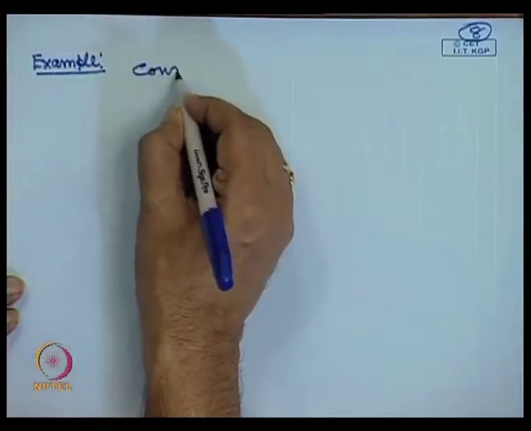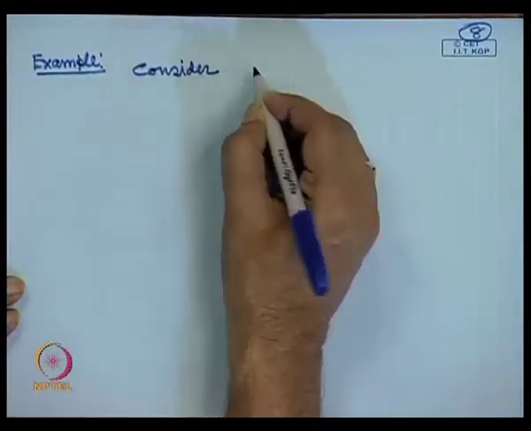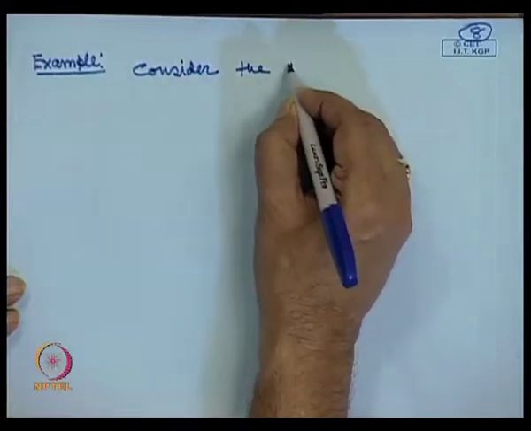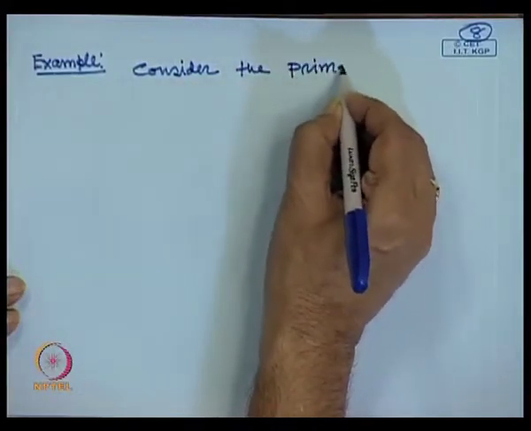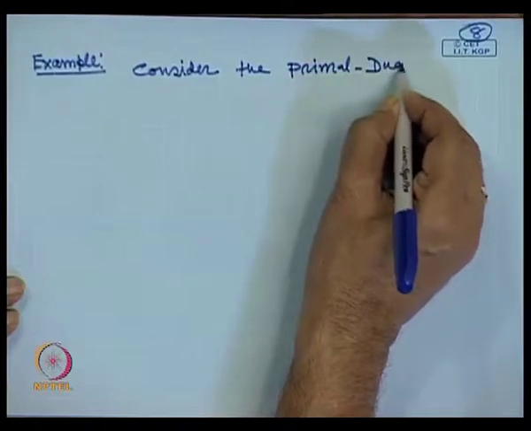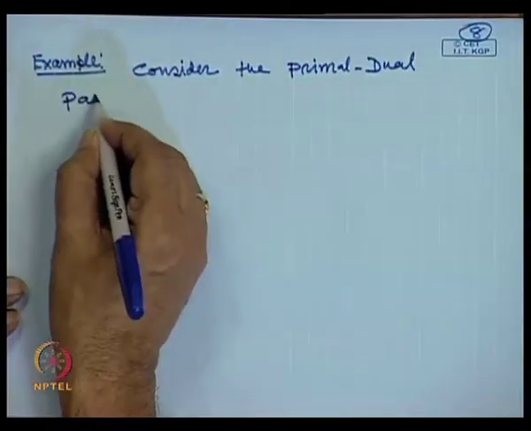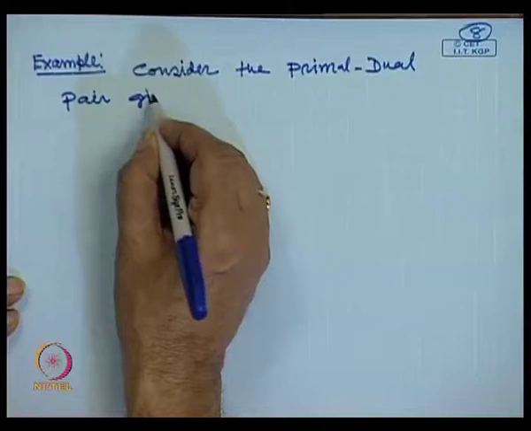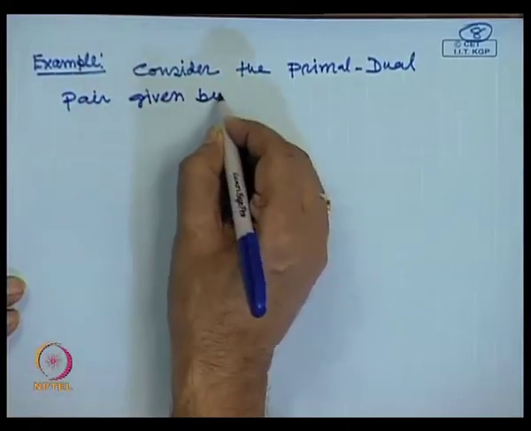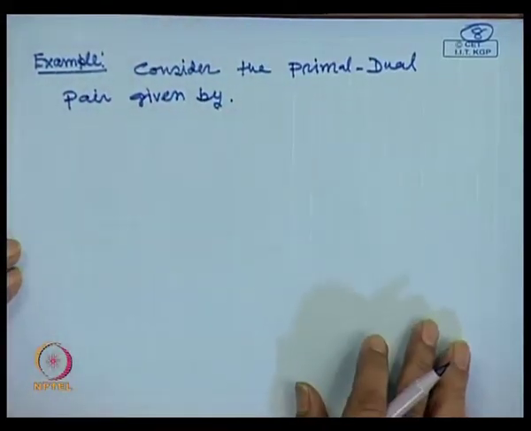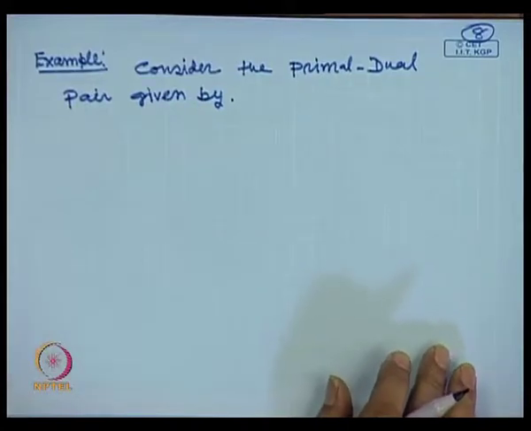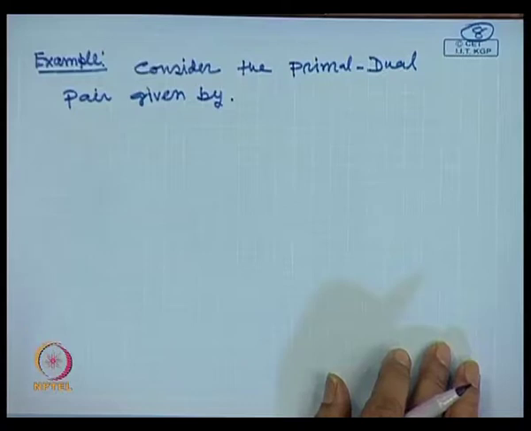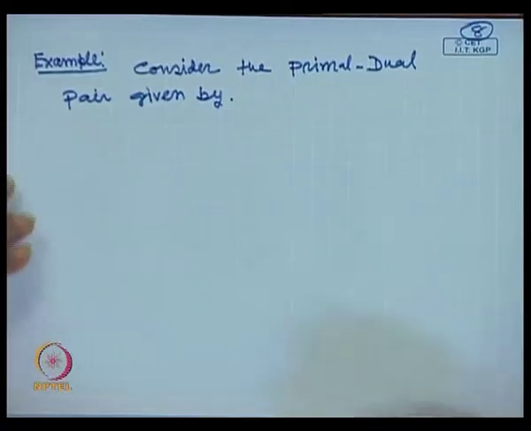Consider the primal dual problem pair given by. Here we will solve that: if you know the solution of the dual problem, how to get the solution of the primal problem without solving the primal problem using the LP simplex method. How can you get it?